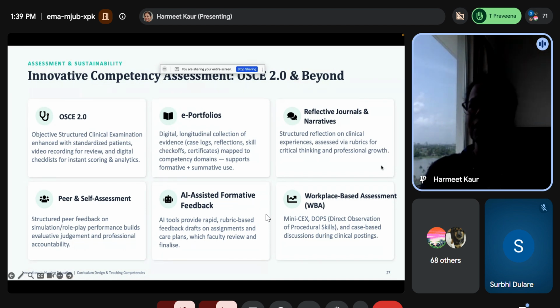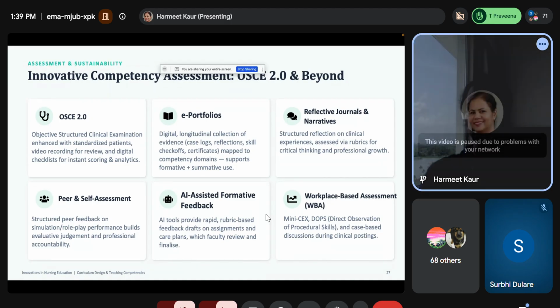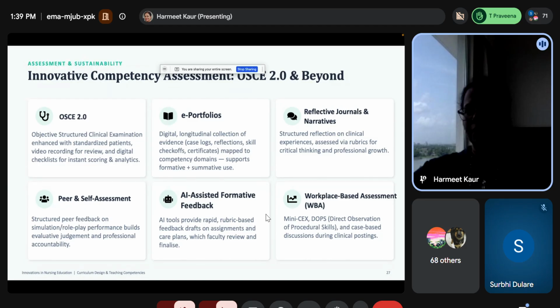Then reflective journaling. I always say that reflective journaling should be part of your teaching, because once you have completed something, please take the feedback. Use some rubrics to give the feedback also, so that their critical thinking and professional growth can happen.